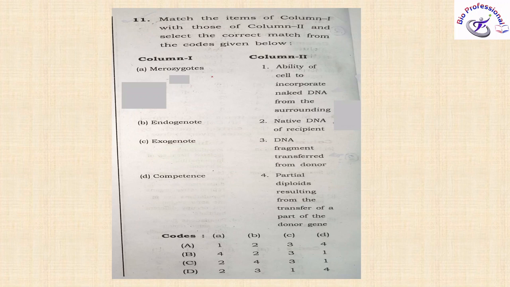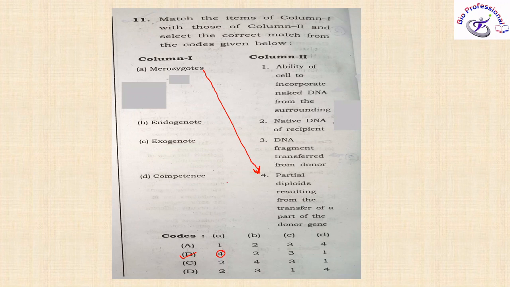Next, merozygotes. Actually, merozygotes are partial diploids resulting from the transfer of a part of the donor gene. So this condition is known as the merozygote. Okay. Next, so A is 4. Option A is 4. See this option B. So here B will be the correct option because A4 is with only one option.